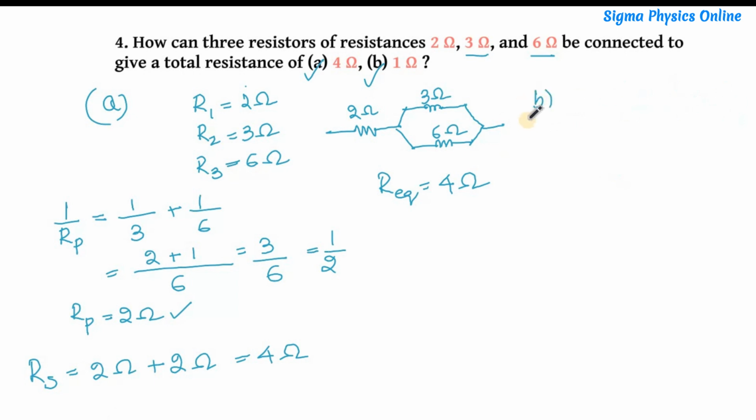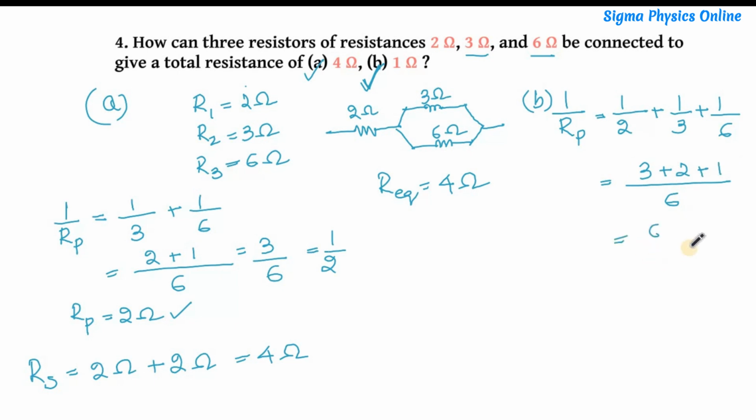In the second bit, it is asked to connect these three resistors in such a way that they will produce an equivalent resistance of 1 ohm. So let's try now by connecting all of them in parallel. So in parallel, we know the equivalent resistance is given by 1 by 2 plus 1 by 3 plus 1 by 6. The LCM is 6. It is 3 plus 2 plus 1, which is 6 by 6, that is 1 by 1. Hence Rp is 1 ohm.